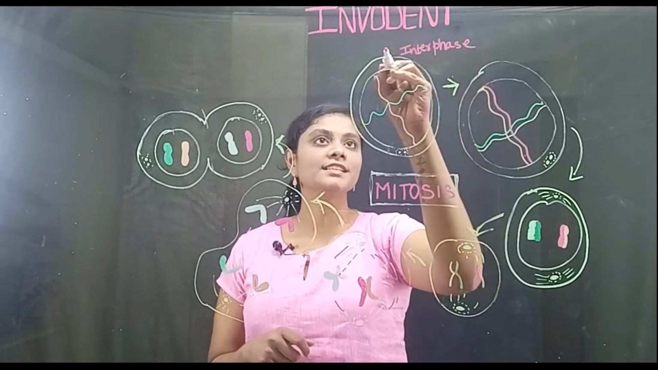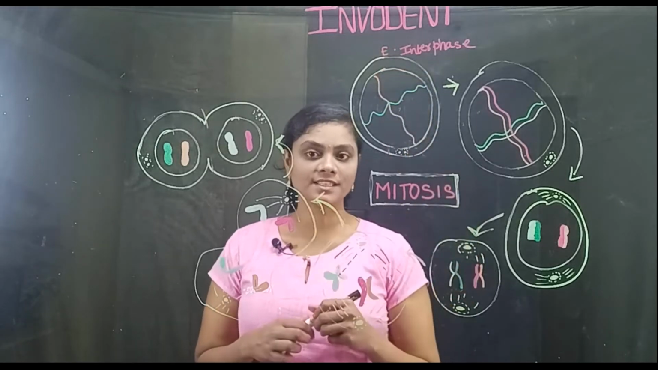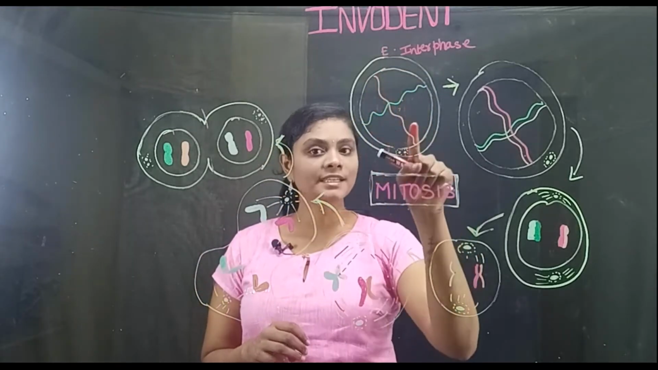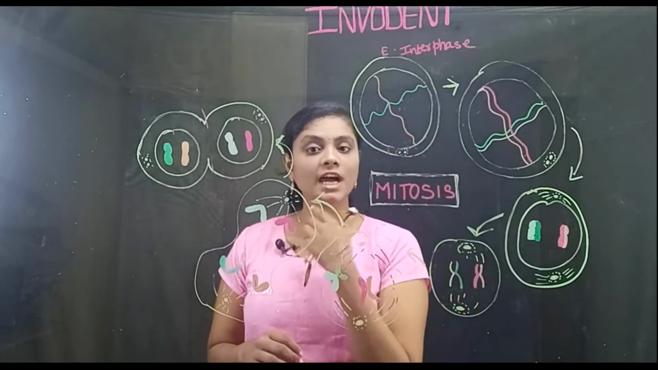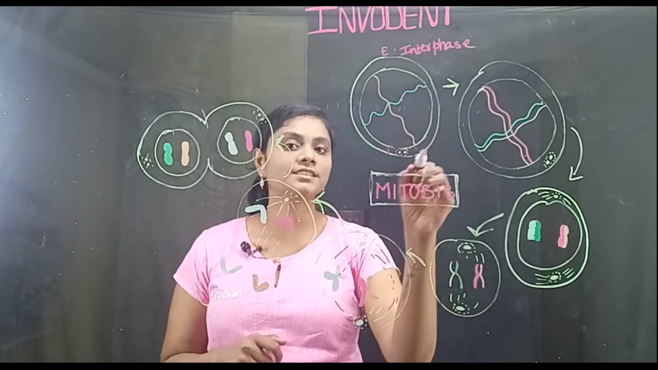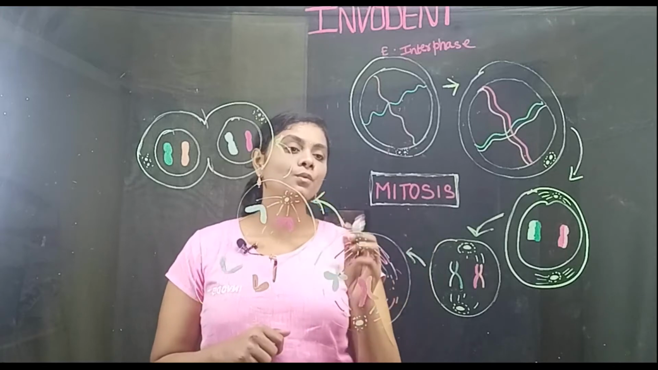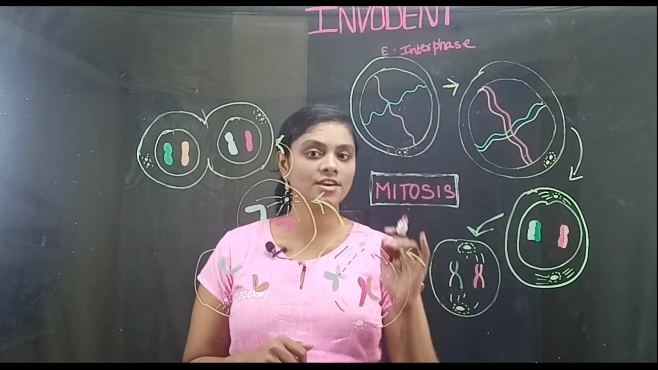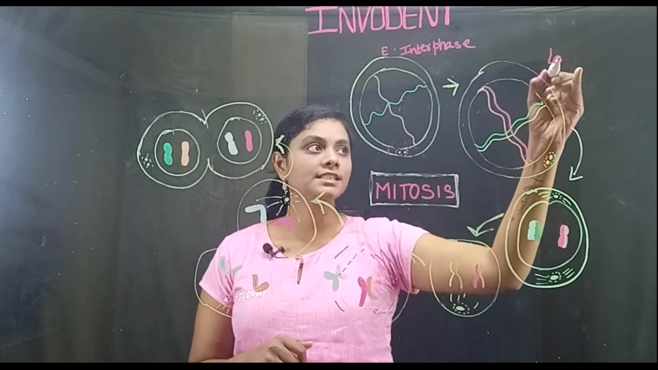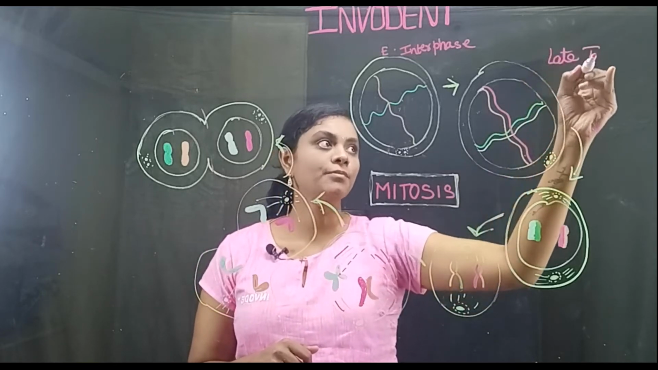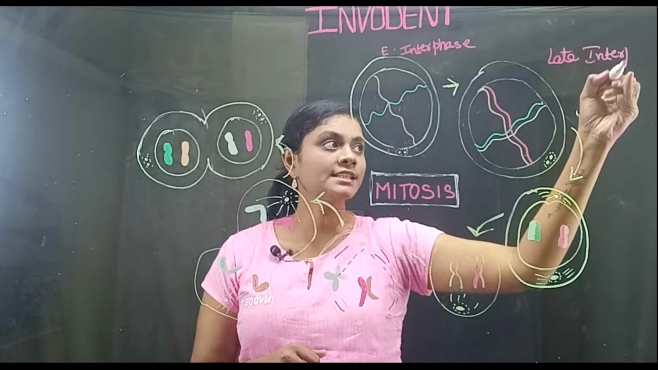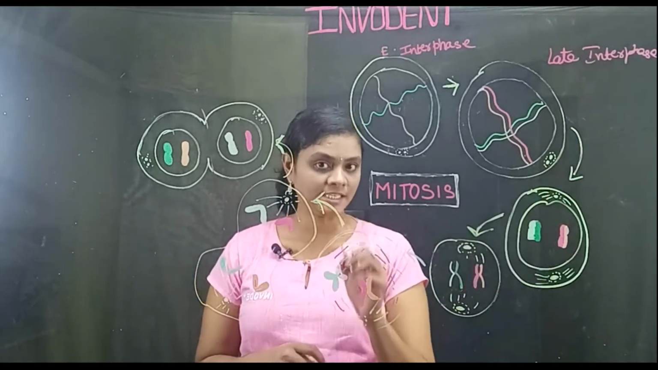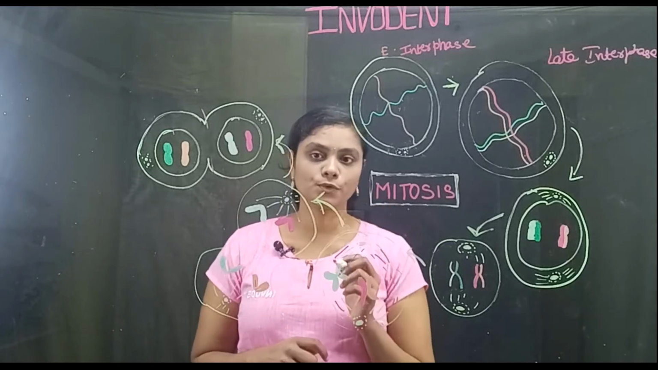In early interphase, as we have discussed in our previous session, there are chromosomes, the chromatin material, which is very much uncoiled and dispersed within the cell. So we cannot visualize the actual structure of the chromosome in the early interphase. What happens in the late interphase? In the late interphase, there is the duplication of DNA material in each chromosome.